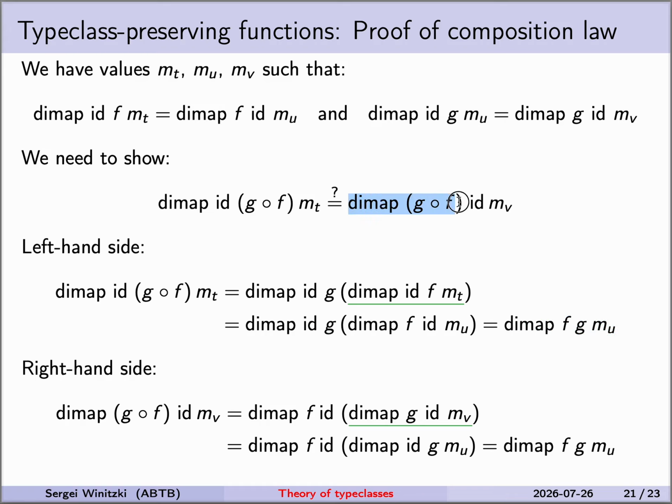And when we take the right-hand side as the initial point, we do a similar kind of transformation, and we again get, so now we use this. This is the right-hand side here. We replace it by the left-hand side here, which is the assumption. And then we use the diamap composition law, and we get the expression which is exactly the same as here. So then we have proved that the left-hand side is equal to the right-hand side.